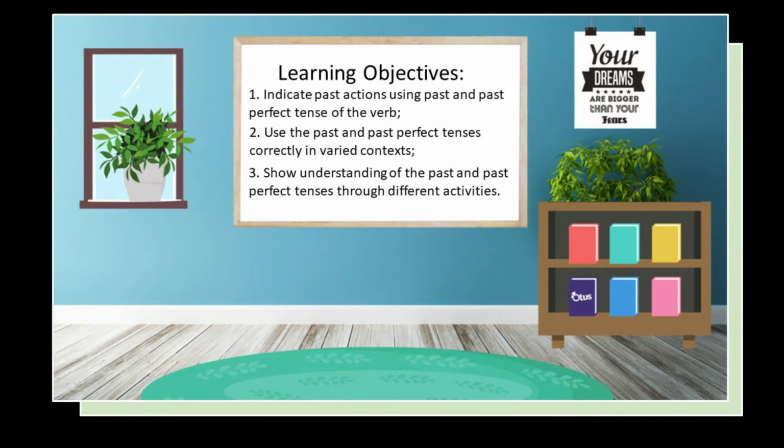Today, we will be learning together a new topic in English. This lesson focuses on the grammatical features of past and past perfect tenses. And for the objectives of this lesson, first, indicate past actions using past and past perfect tense of the verb. Second, use the past and past perfect tenses correctly in varied contexts. Third, show understanding of the past and past perfect tenses through different activities.